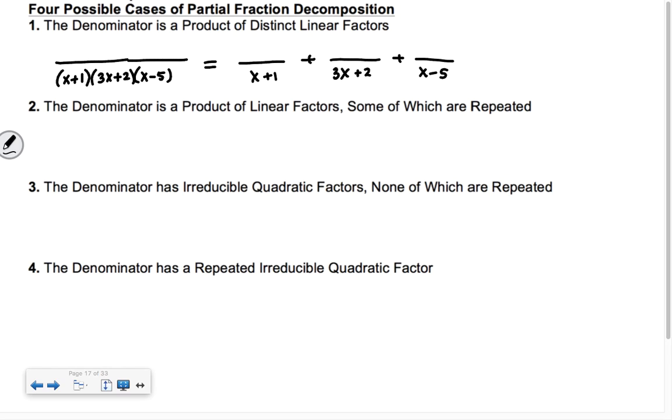And our numerator is at most 1 degree less than what we have. So what's 1 degree less than x to the first? X to the 0, which means it's just a constant. So we would have something up here, we don't know what was up there, and it's going to break into a constant over x plus 1, a constant over 3x plus 2, and a constant over x minus 5.